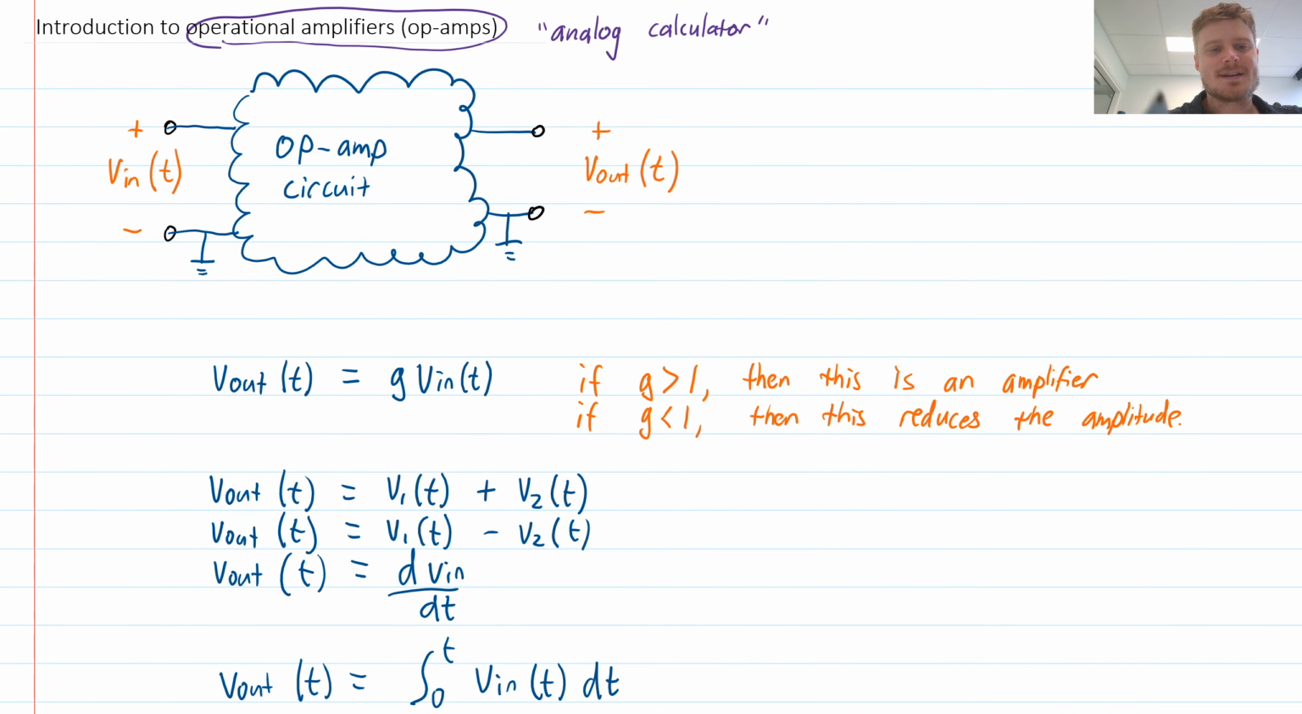As a summary, the key intuition that you want is that we've got some input signal. We're going to mathematically alter that to produce some kind of output signal, and in future videos we'll learn how to actually design and analyze these types of circuits.